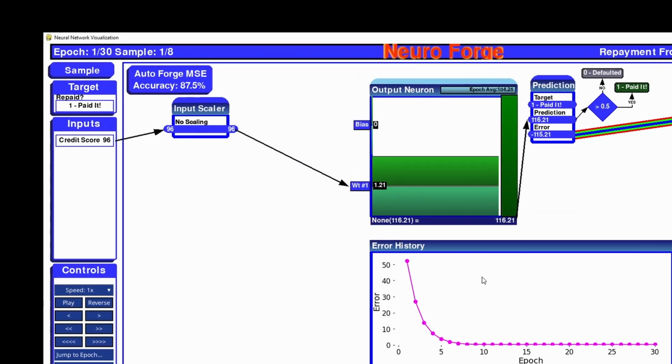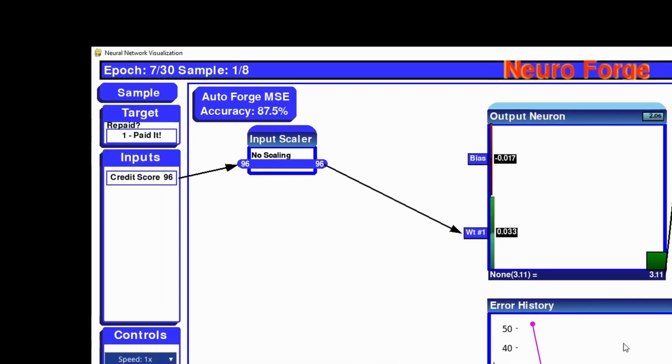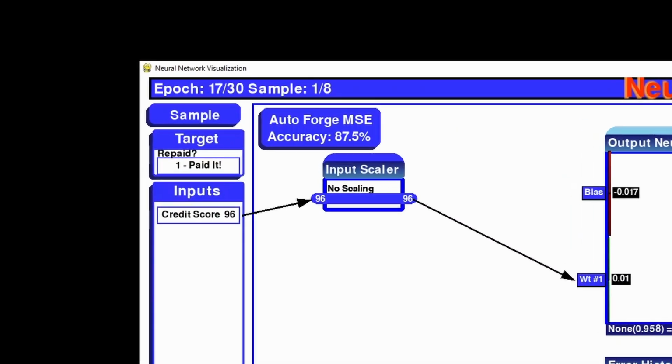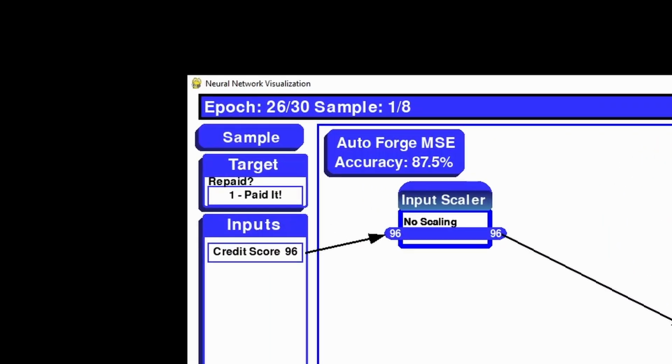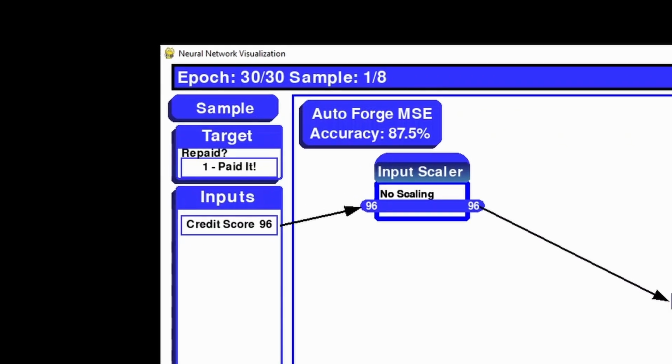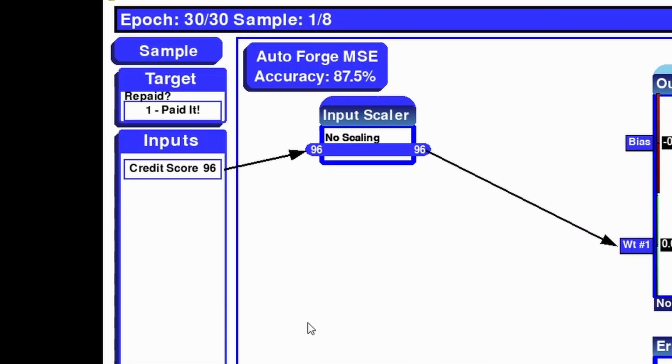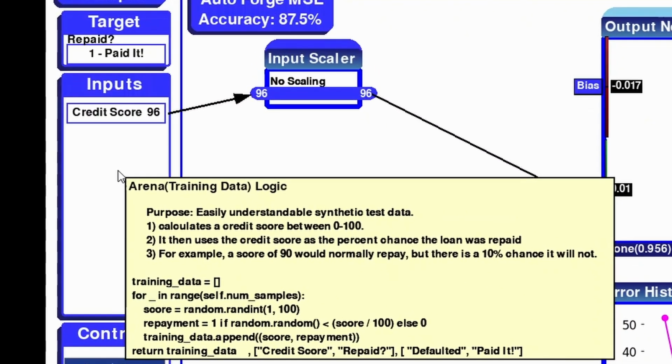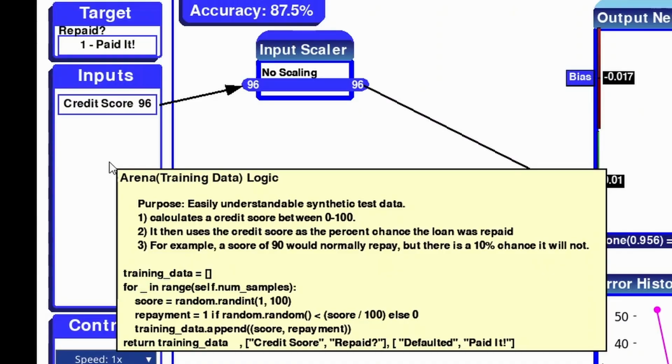It starts over here with the training data. You can see we have 8 samples of training data that we will run up to 30 times. Each sample is a credit score from 1 to 100, representing the chance of repayment. By the way, if you hover over a sample, you'll see the exact file used to generate it, hopefully with decent doc strings. Back to our 3 simple steps.